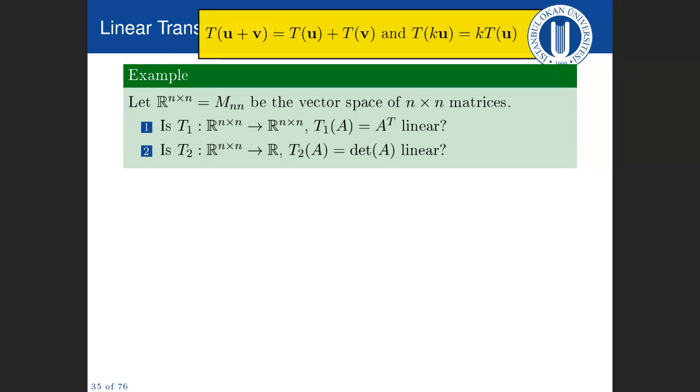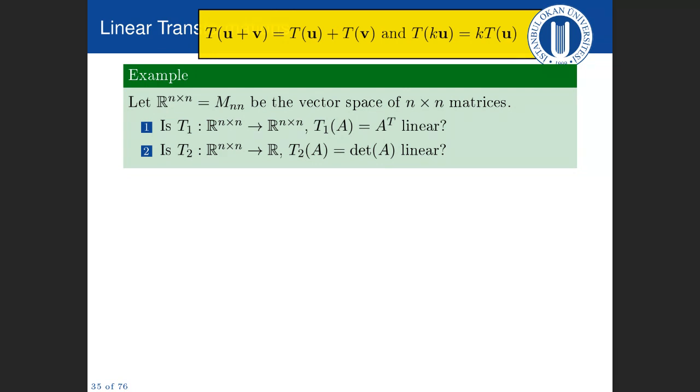Let's talk about the vector space of n by n matrices. I like to write this as R to the power n by n, but some books write this as M subscript nn. There are two functions here, T1 and T2. First question: is T1 from R^(n by n) to R^(n by n), given by T1 of A equal to the transpose of A, linear? In other words, if we take the transpose of a matrix, is that a linear transformation? Or linear operator, I should say, because the domain and the target are the same vector space.